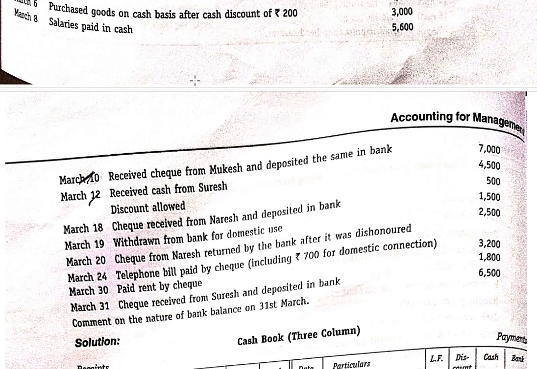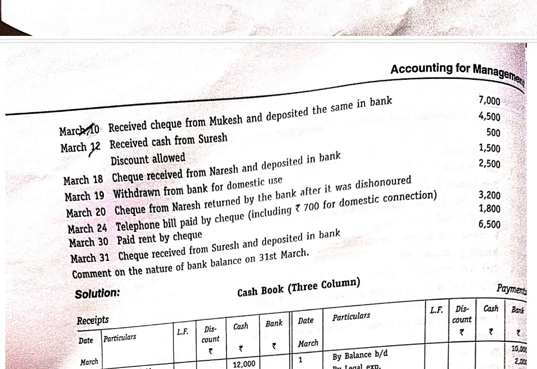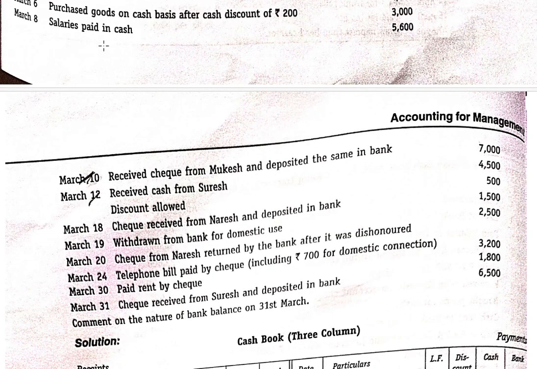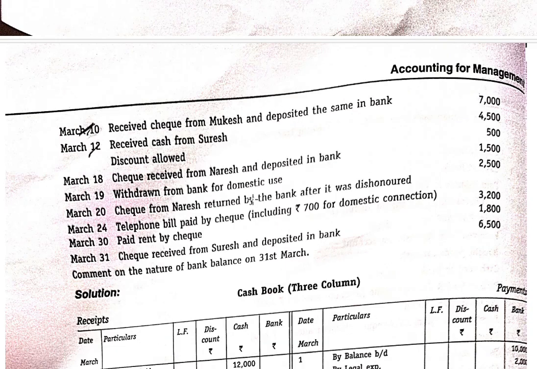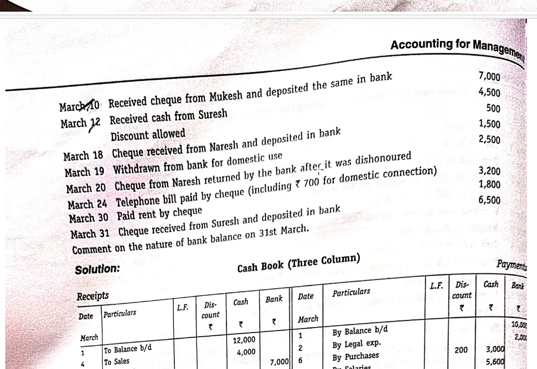Okay. Now, paid legal expenses by check. So again, paid legal expenses by check. So what will I do? By check means again in bank. By legal expenses. See here, 2,000. Next, cash sales. Again to sales. Easy. Again purchase goods on cash basis after cash discount 200, 3,000. See, it is a cash discount, not a trade discount. So after cash discount 200, what do I have to write here? By purchase, discount will be 200 and 3,000 was the cash. Correct? This entry. Next will be what?